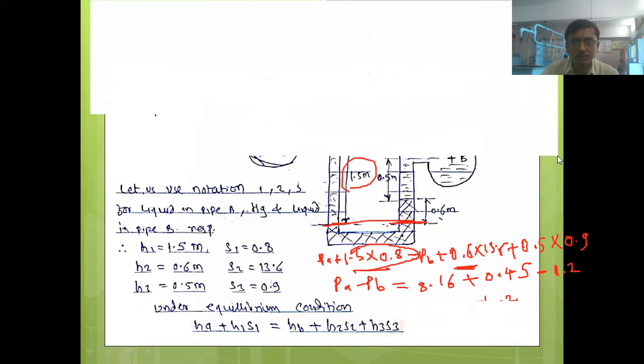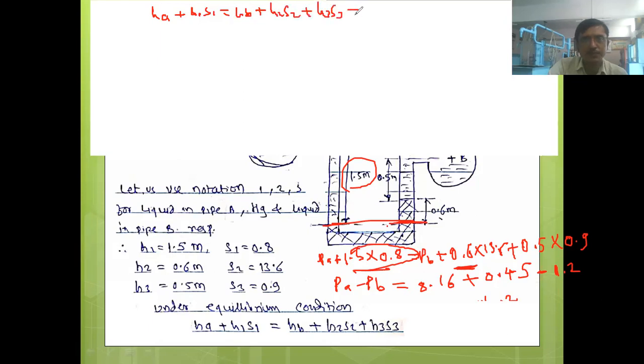For understanding purpose, I will keep it this much open. Under equilibrium condition, the pressure head in the left limb must be equal to the pressure head in the right limb: HA plus H1 S1 is equal to HB plus H2 S2 plus H3 S3, right?